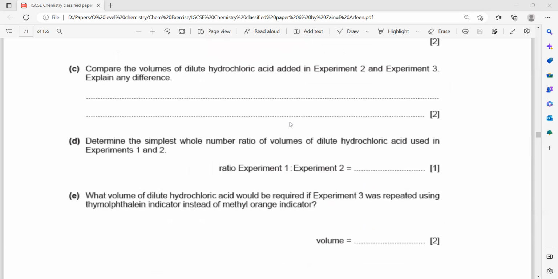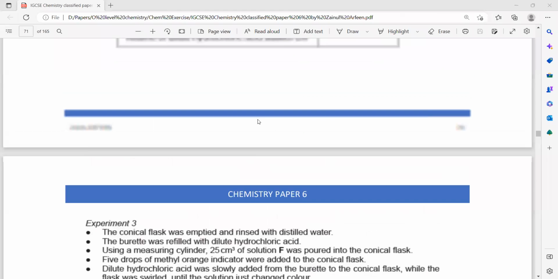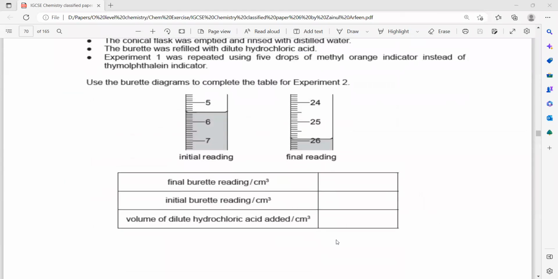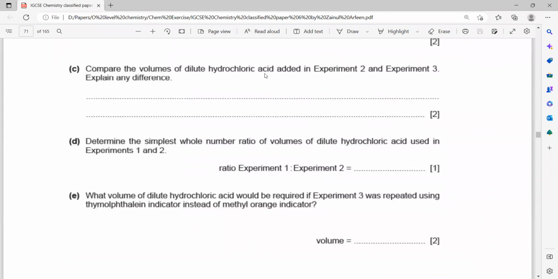Compare the volume of hydrochloric acid in experiment 2 and 3. Experiment 2, it was 20.2, I guess, and experiment 3 was 30.6. Just a minute, let me confirm. You have to compare, like you have to take a ratio. So this was 20.2 and this is 30.6. When I take the simplest ratio, I divide by the smallest value.